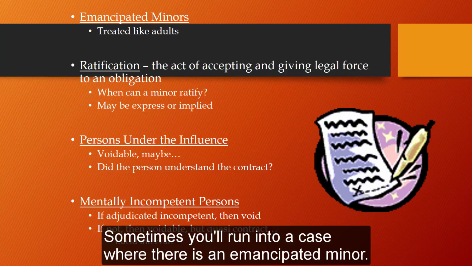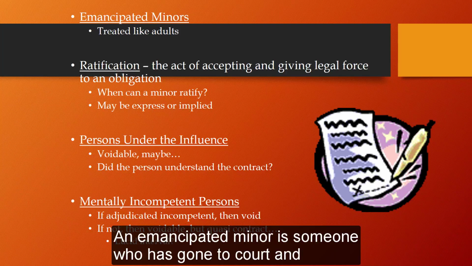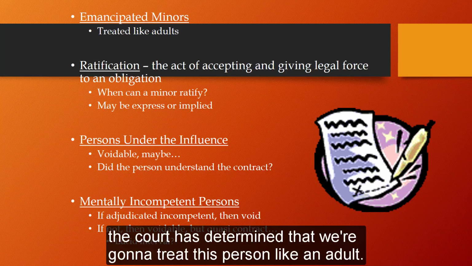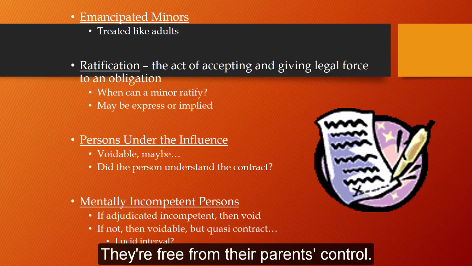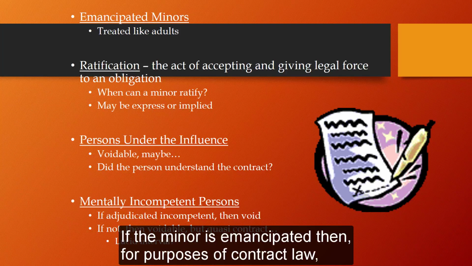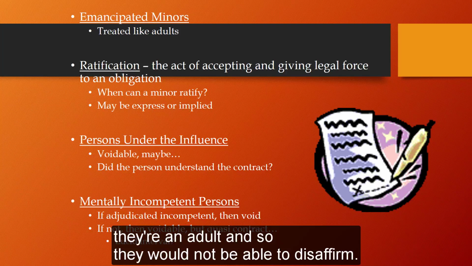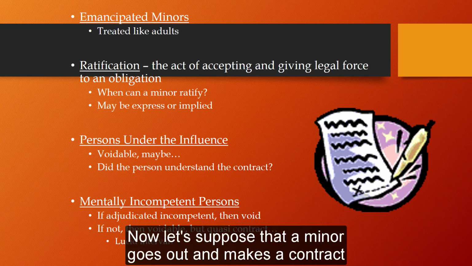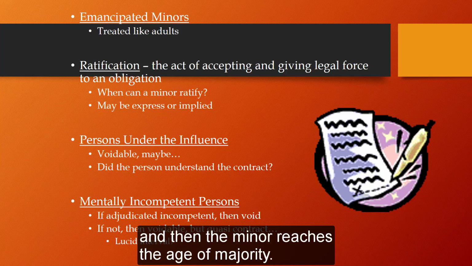Sometimes you'll run into a case where there is an emancipated minor. An emancipated minor is someone who has gone to court and the court has determined that we're going to treat this person like an adult. They're free from their parents' control. If the minor is emancipated, then for purposes of contract law, they're an adult, and so they would not be able to disaffirm.